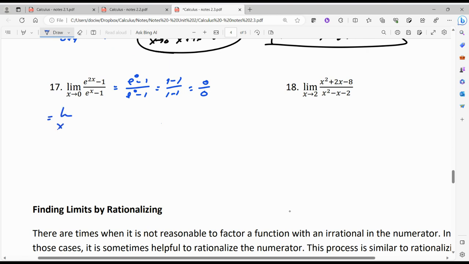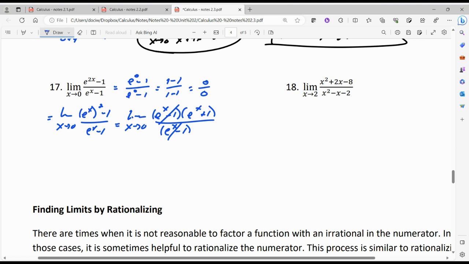So if I think of this as e to the x squared minus 1 over e to the x minus 1, what you should notice is that that numerator is a difference of squares. e to the x minus 1, e to the x plus 1 over e to the x minus 1. And those two are going to cancel out as long as x is not 0, because we know that when x is 0, the function's undefined.